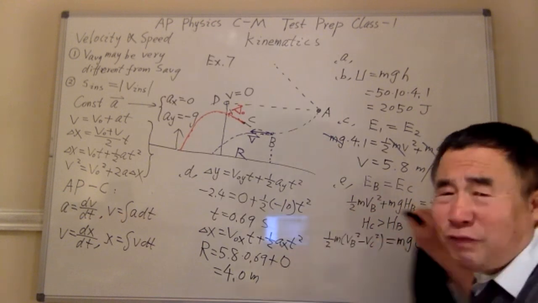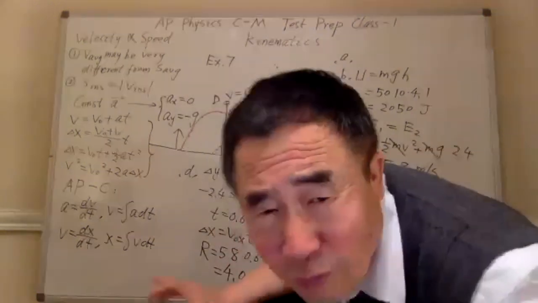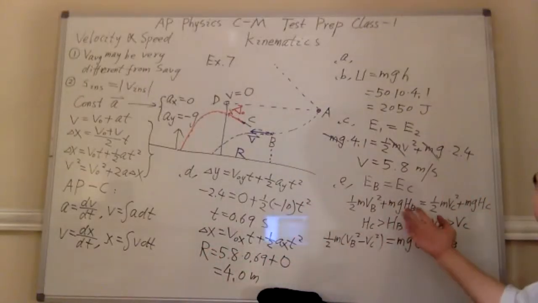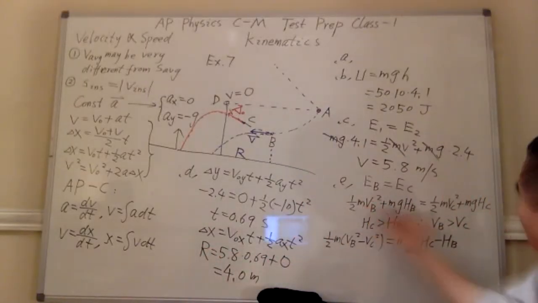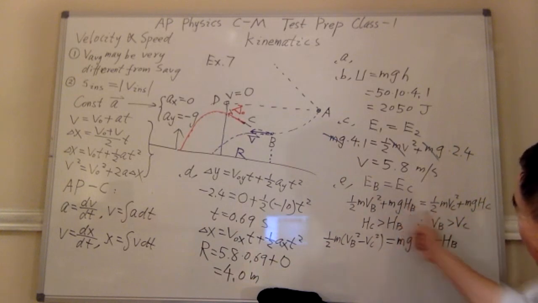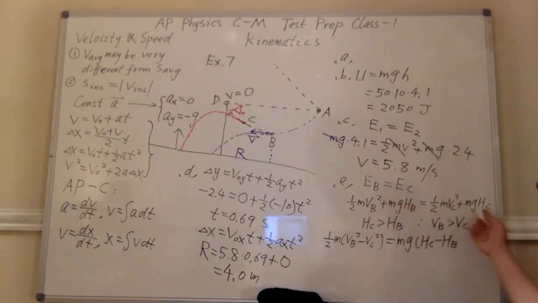So if you don't feel comfortable, like what I said, after I write the one item equal to the other item, I said hc larger than hb, then I said vb must be smaller than vc. Because they are equal in value, if one item is larger, you have to make the other item smaller. This is my argument. But some students don't feel comfortable.